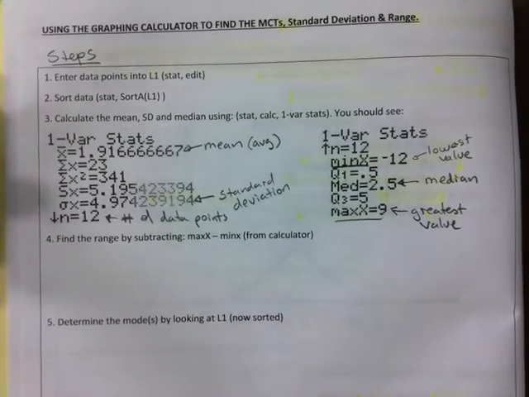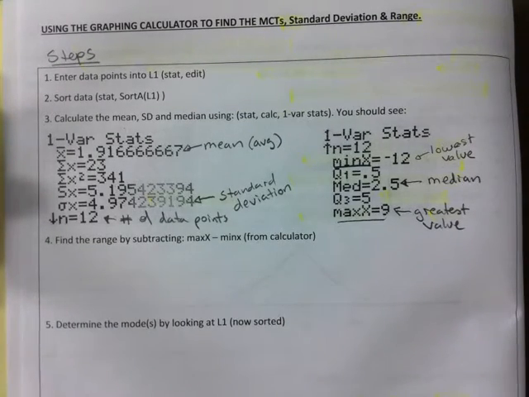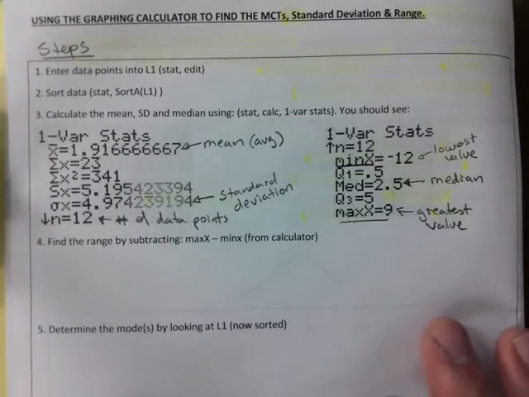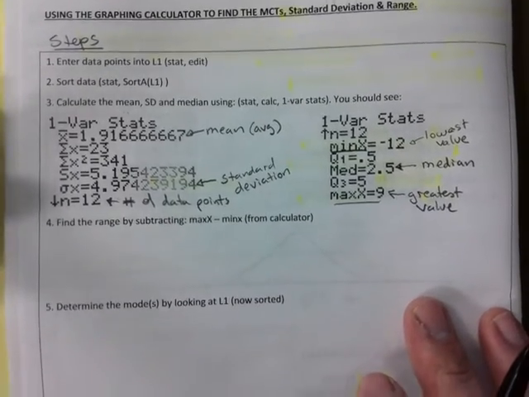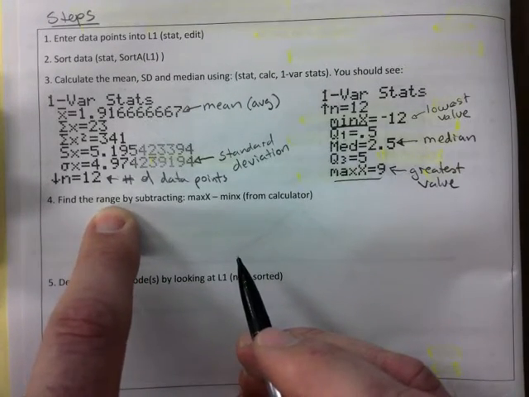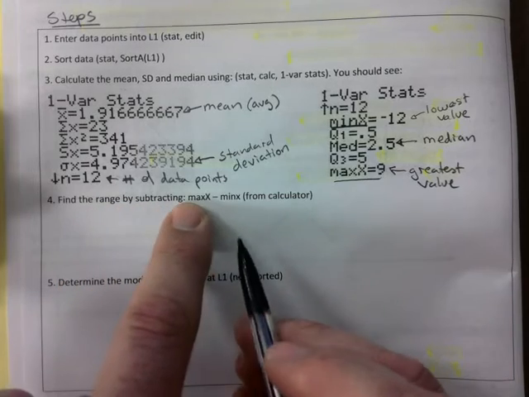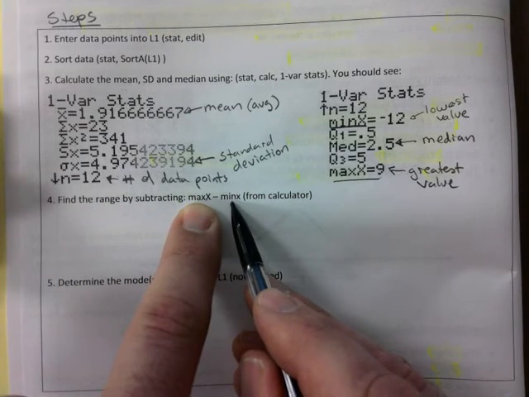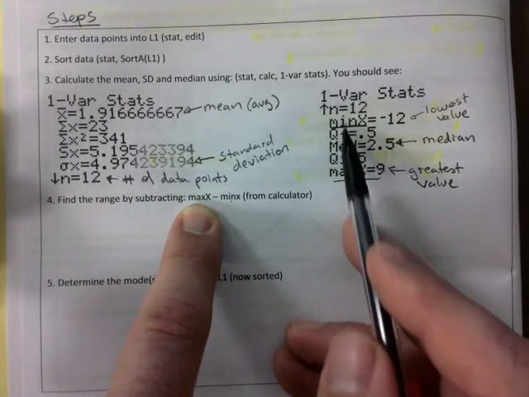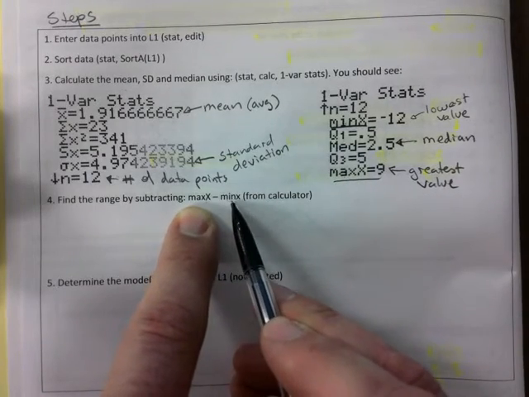So the min is the lowest value in the set, the max is the highest value in the set. Okay? So how would you find the range? We find the range by subtracting the max x and the min x from the calculator. So there they are, right? You always take the max and subtract the min.